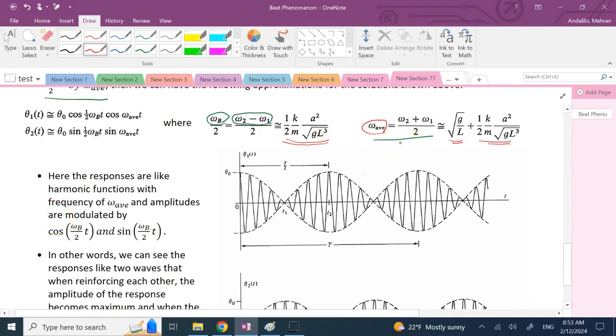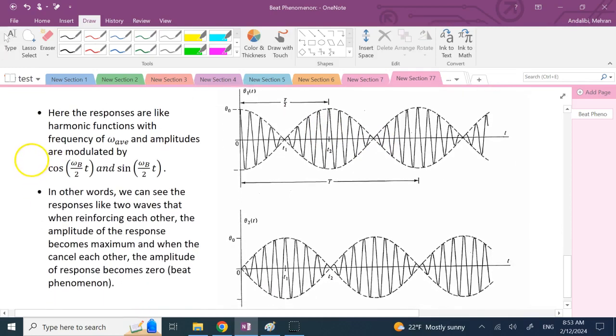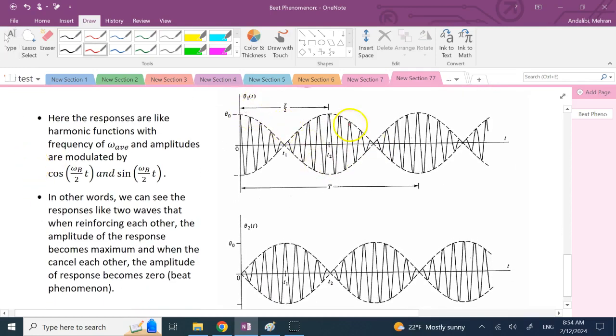So if you want nicer formats, but in general, as you can see, the responses look very interesting. They both look like they have the same frequency. What frequency is that? That's the omega average. They both have the same frequency, omega average. So the period of the oscillation, T, equals basically 2 pi over omega average, right? So that is what you have.